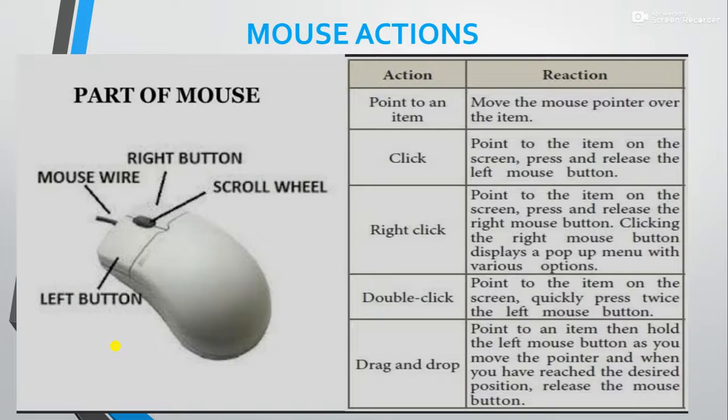When we want to have a pop-up menu, we have to press the right click button. When we use the double click, we press the left mouse button twice in order to have an item selected. What is drag and drop? When we use a drag and drop option, we have to point to an item, then hold the left mouse button, move the pointer, and when we have reached the location, we have to release the mouse button.